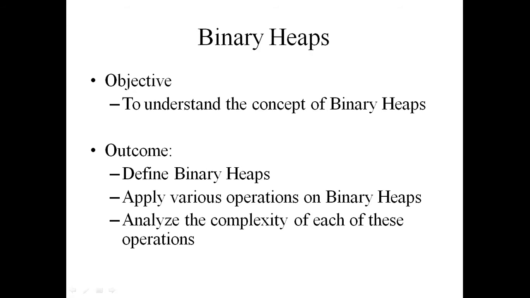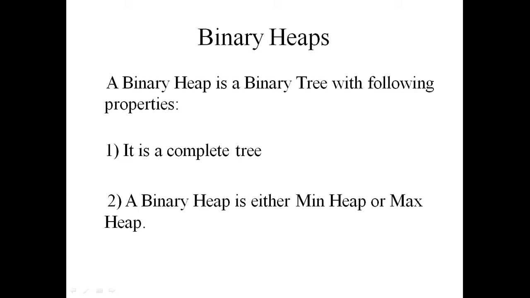Now we'll start. So we begin with the definition of binary heaps. Now what is a binary heap? A binary heap is a binary tree with the following properties. First, it is a complete tree. Now in this definition we have come across a term heap. So let us understand that first. What is a heap? A heap is a data structure in which the tree is a complete binary tree. Now what is a complete binary tree? A complete binary tree is a tree in which every level except possibly the last one is completely filled.